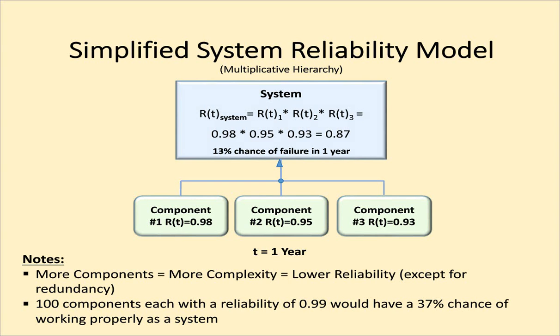So from this, since it's a multiplicative hierarchy, you can see that more components equals more complexity and lower reliability. Redundancy is an exception, and I'll talk about that later. To give you an example of a more realistic system, if you had a 100-component system and each with a reliability of 0.99 or 99% operation for 1 year, you'd only have a 37% chance of that system working properly for a year. So that 0.99 seems like pretty good reliability, but it's not high enough. Components need to be really reliable.